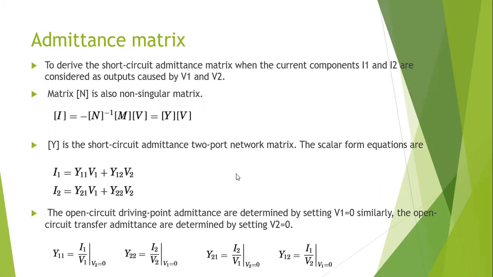Y11 equals I1 divided by V1, where V2 equals 0. Y22 equals I2 divided by V2, where V1 equals 0. Y21 equals I2 divided by V1, where V2 equals 0. Y12 equals I1 divided by V2, where V1 equals 0.